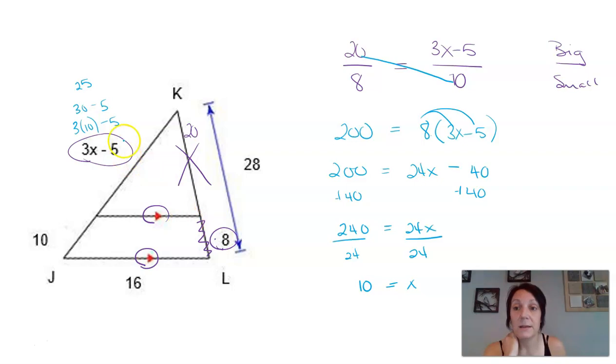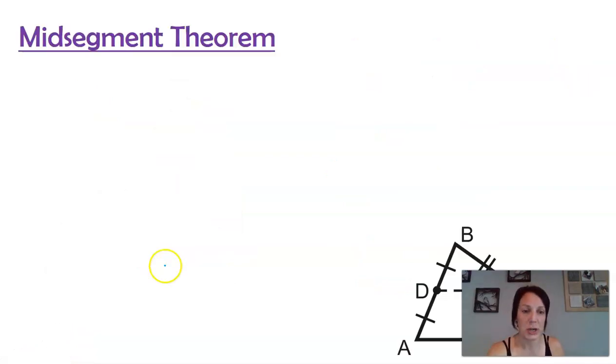It looks like this piece up here is 2.5, so 10, 10, and another half of that. And check it out. 8 and 8 is 16, another half of that is 4, so 16 and 4 is 20. So I know I have the right answer. These long pieces are 2.5 times as long as these short pieces. Okay. So that's triangle proportionality.